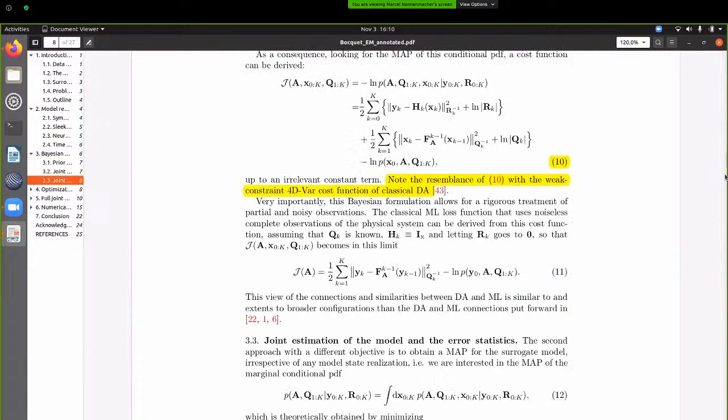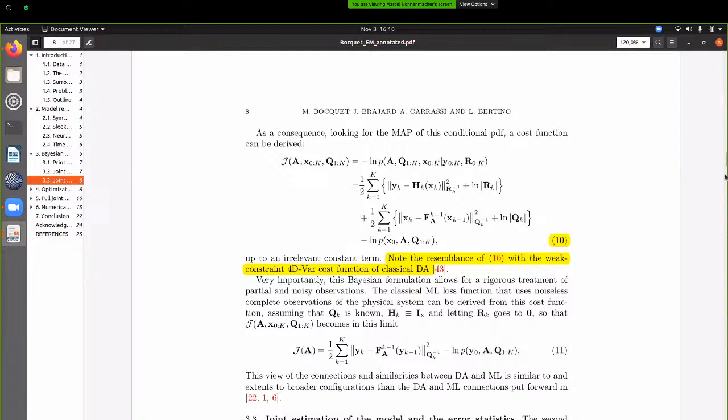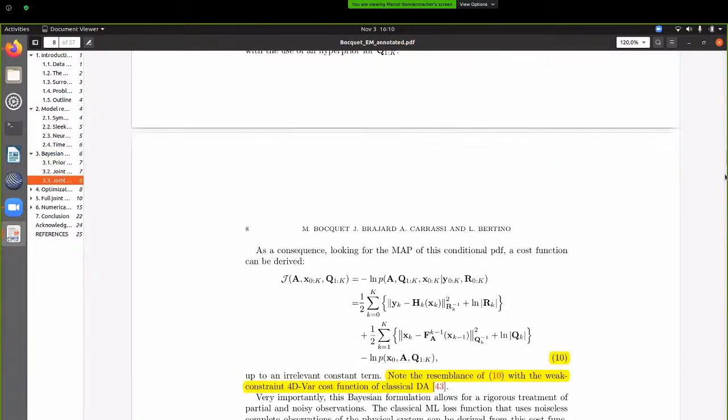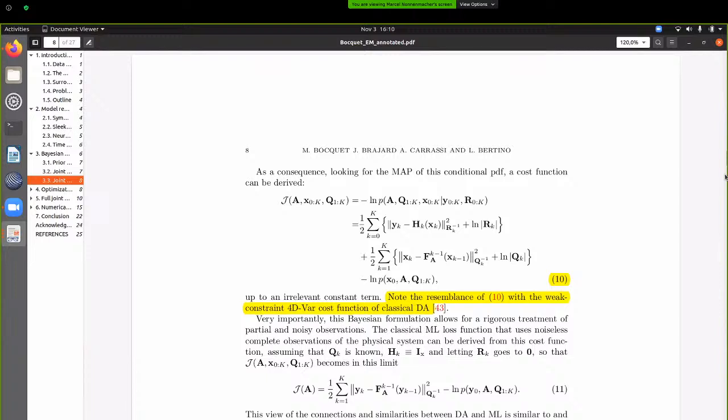And as they really point out once they write out the loss, so this is the same function as above, so this thing here just plugged in. If you look at the form of this, it is really very closely corresponding to something that is called weak constraint 4D-Var in data assimilation. So one way to sum up this whole second paper is that they extend the approach from the last paper, which was very closely related to hard constraint 4D-Var, to weak constraint 4D-Var by introducing these noise covariances.